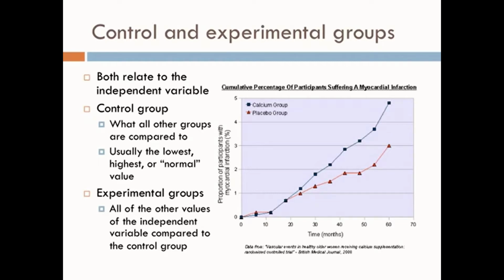The graphic to the right shows the effect of different drugs, either calcium pills or a placebo, a sugar pill, on the percent of patients suffering a myocardial infarction or a heart attack over a period of months. In this experiment, the placebo would act as a control group.